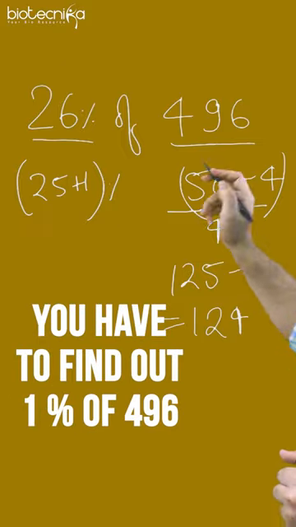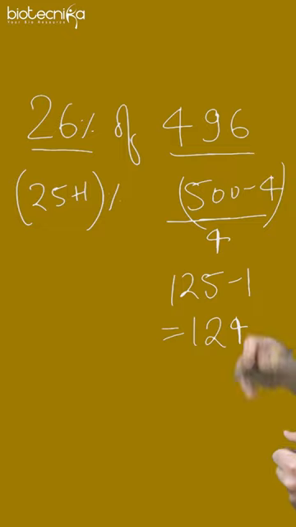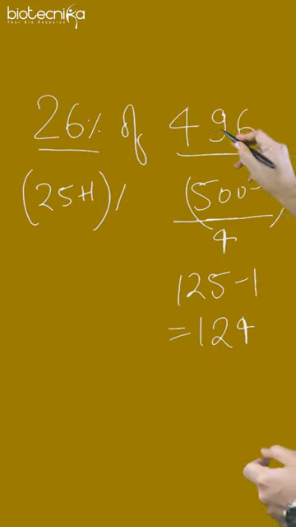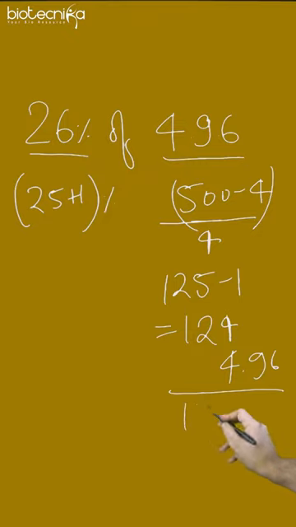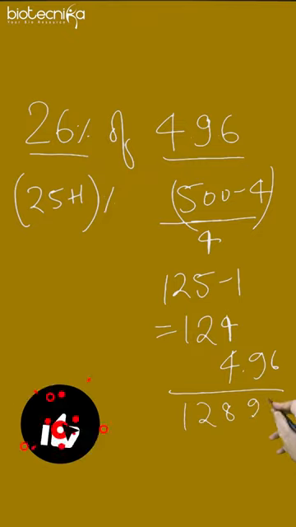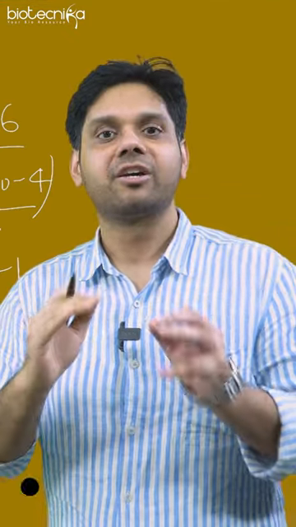Now, we have to find the 1% of 496. Now, 10% of 496 is 49.6. What will be the 1%? It will be 4.96. So if I add 25 plus 1%, that is 124 plus 4.96, we get 128.96. As simple as that. 60 seconds, problem solved.